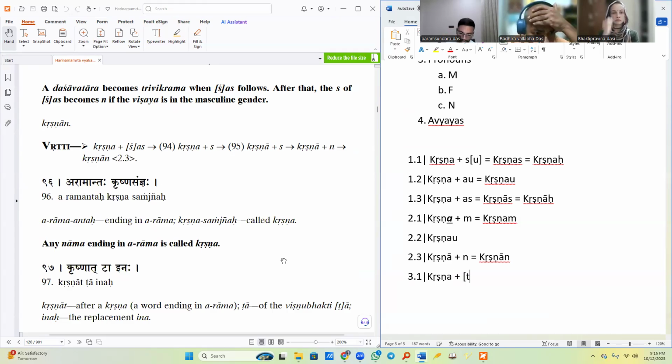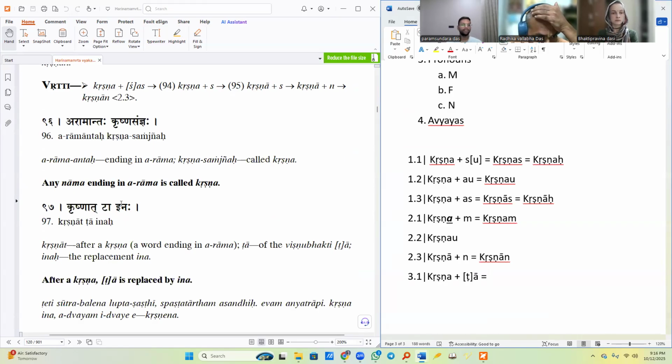Ta. 96: Aramantah Krishna Sangyaha. Any noun ending in arama is called Krishna. So Krishna is a sangya. Although we are declining it as a word here, Krishna is also referring to all the nouns ending with arama. For example, Rama, Jagannatha, Madhava, Gopala, Panduranga, Vithala and so on. All such words are called Krishna Shabdas, according to this.